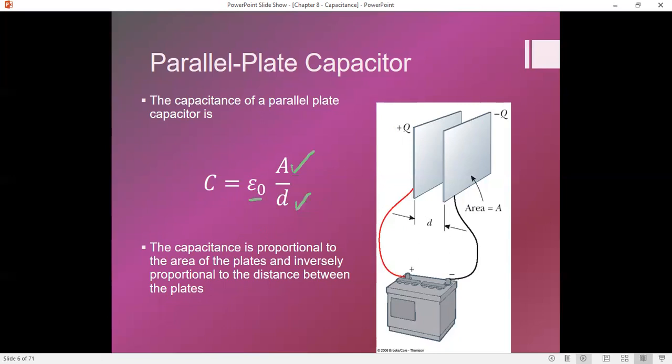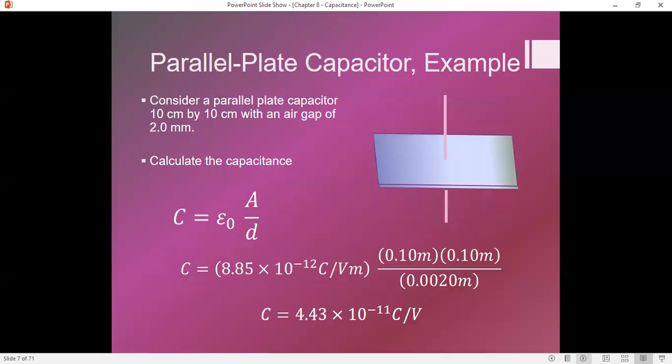So we see right here, again, this is a really, really small number. So you would need a very, very large area, a very, very small distance between the plates to achieve any appreciable capacitance. I'll give you an example here. Let's say that we have a capacitor. This capacitor is 10 centimeters, that's 0.1 meters, by 10 centimeters, 0.1 meters.